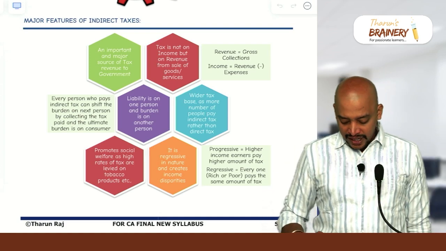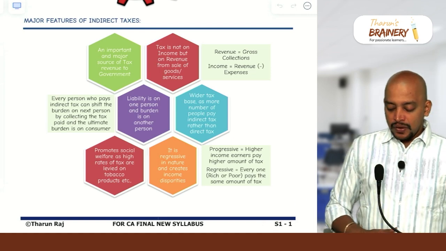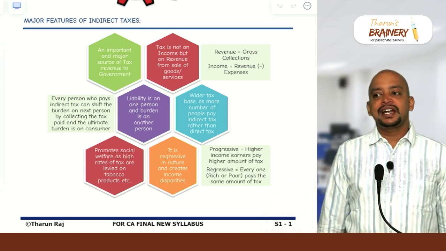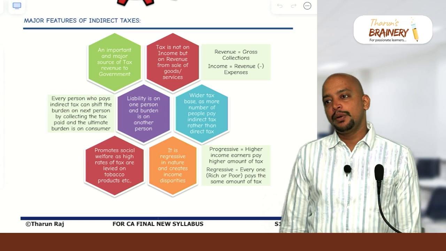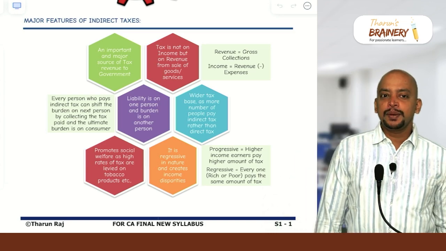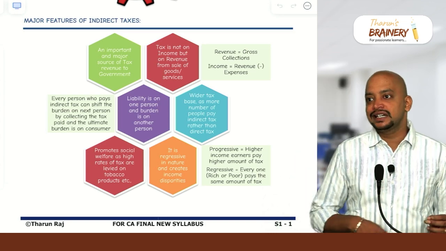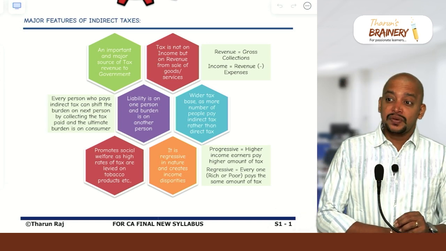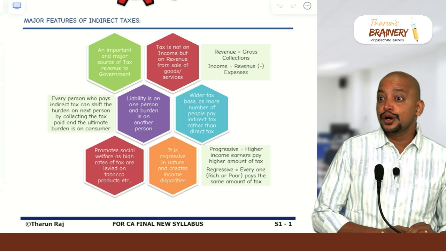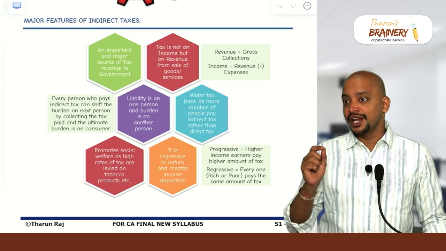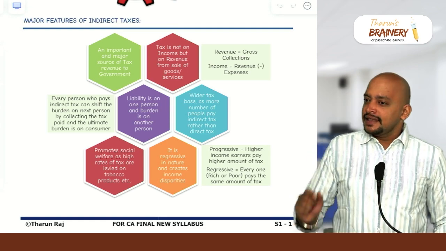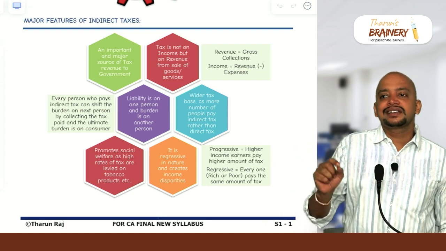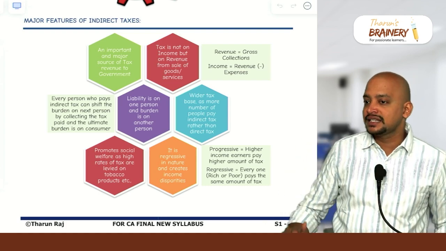And then you can see the first page. What are the major features of indirect taxes? Already you know about indirect taxes, but one point which I wanted to highlight here is, what is the difference between income tax as well as indirect tax when it comes to computation point of view? Can there be both indirect tax and income tax on the same transaction?